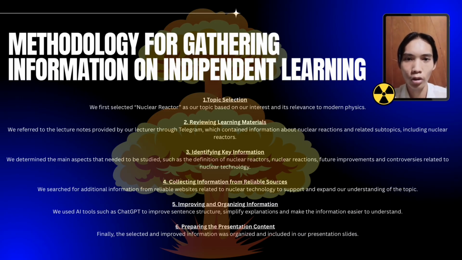Next, let's look at our methodology. We followed a simple 6-step process for our research. First, we selected the nuclear reactor based on our interest in modern physics. Then we reviewed our lecture notes and identified key topics like reactor definitions and future improvements. To expand on this, we gathered information from reliable websites and used AI tools like ChatGPT to simplify the content. Finally, we organized everything and put it right here into these presentation slides.